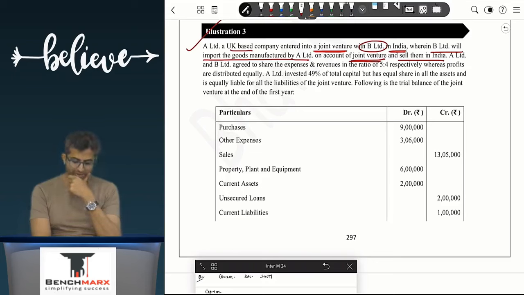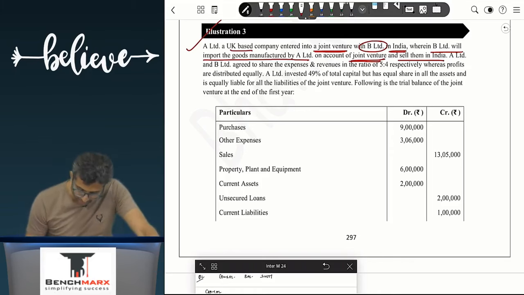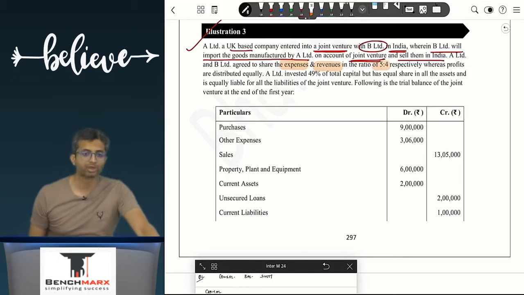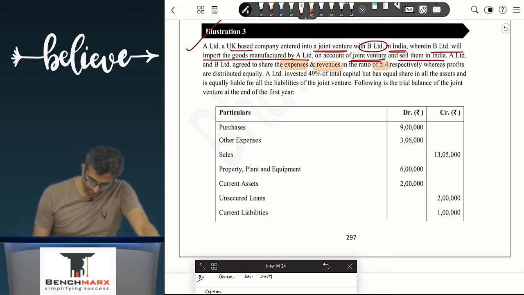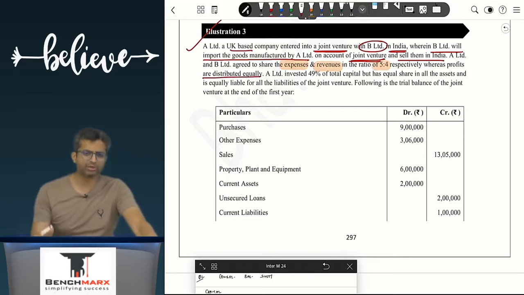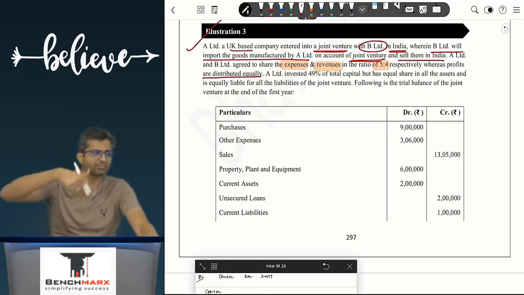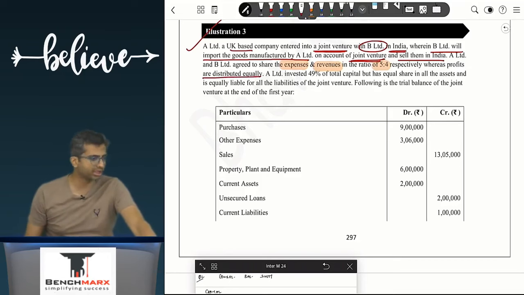A Limited and B Limited agreed to share the expenses and revenues in the ratio of 5:4 respectively. So it has been told that the expenses and revenue will be shared in the ratio of 5:4. That has been given to us. Whereas the profits are distributed equally. Once you derive the profits, that balancing figure of profit will be distributed equally.